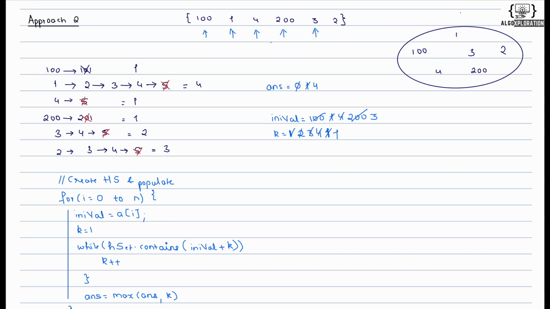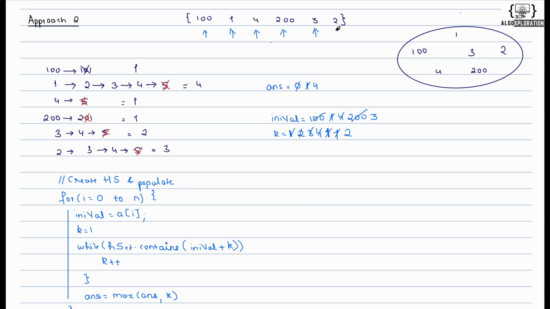So go inside the while loop and increment the value of k, that will be 2. Now again check whether 3 plus 2 is present inside the hash set. We can see that no, 5 is not present inside the hash set, so we'll not go inside this and we are going to simply run this statement. So 4 versus 2, we can see that 4 is greater. Okay, so we'll not update it.